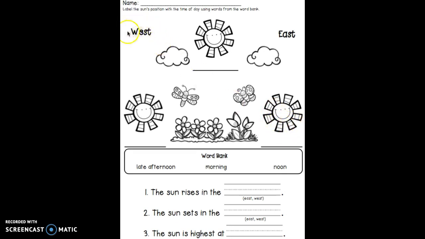Okay, and this says west, and this says east. Do you remember where the sun rises and where it sets? If not, listen to that sun song.